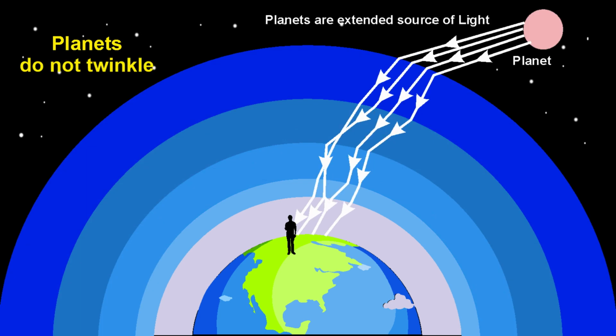Why do the planets not twinkle? The planets are much closer to the Earth and are thus seen as extended sources. If we consider a planet as a collection of a large number of point-sized sources of light, the total variation in the amount of light entering the eye from all the individual point-sized sources will average out to zero, thereby nullifying the twinkling effect.